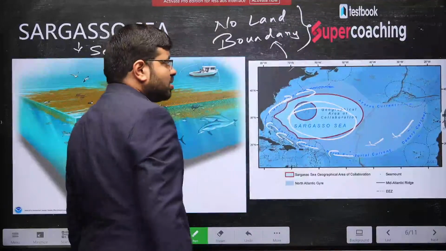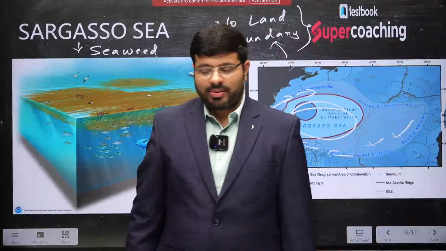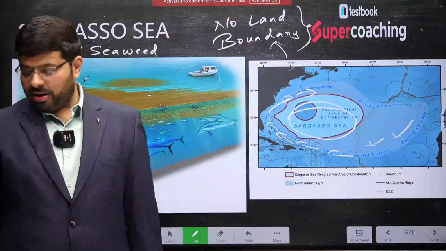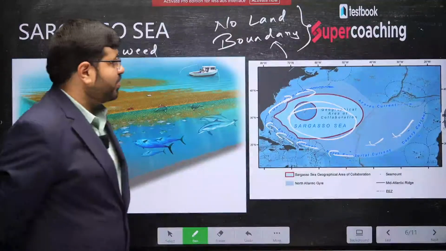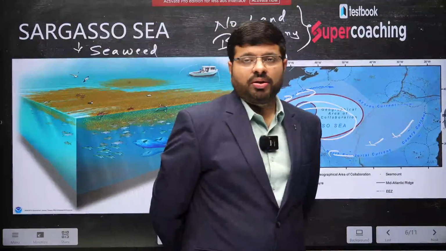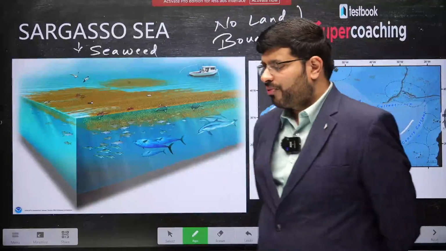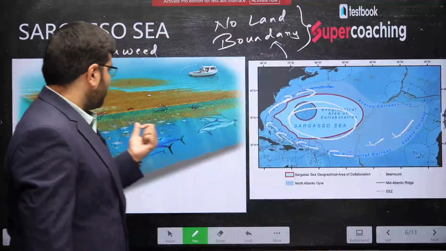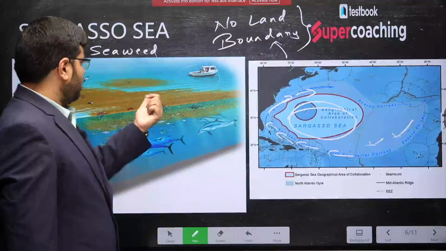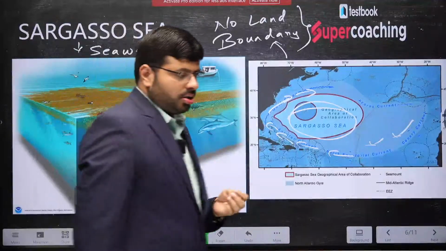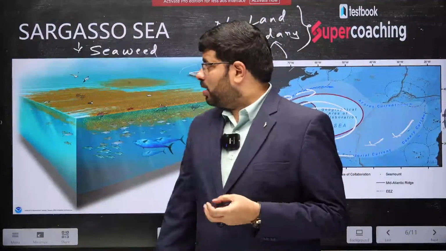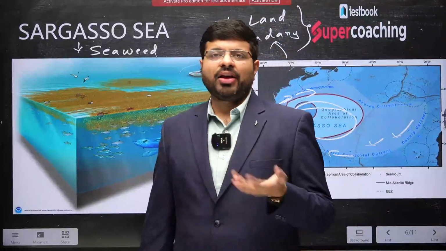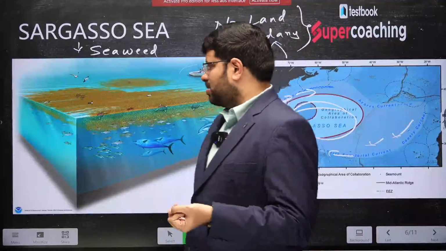So, what is the uniqueness of the Sargasso Sea? It is the only ocean in the world without a land boundary. It is part of the subtropical gyre of the Atlantic Ocean. That is the uniqueness. Then you can see here clearly, this is the Sargassum seaweed, and it is a very important habitat for so many kinds of marine life. There are so many fishes and birds which survive on it.